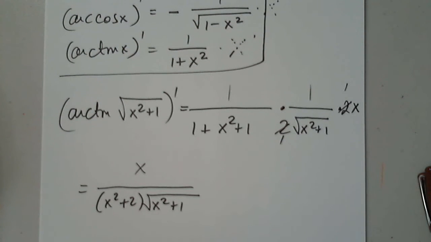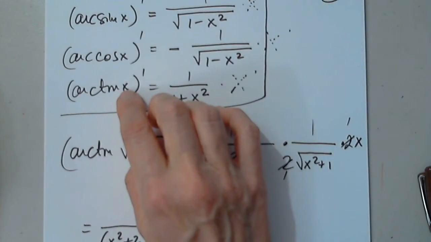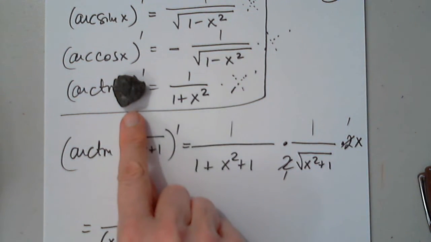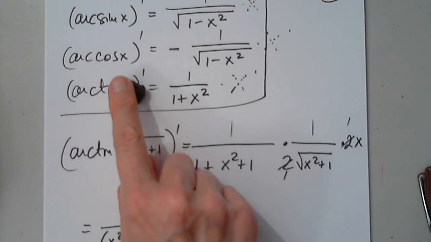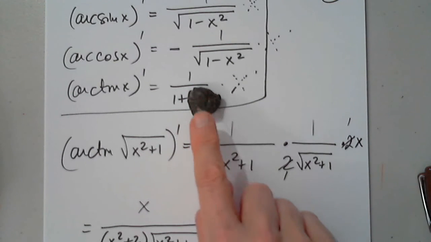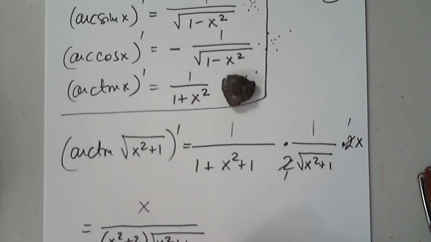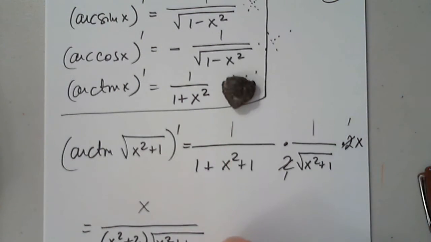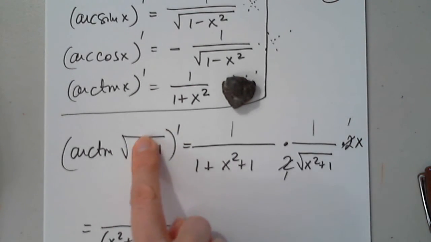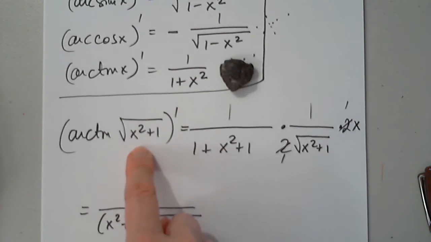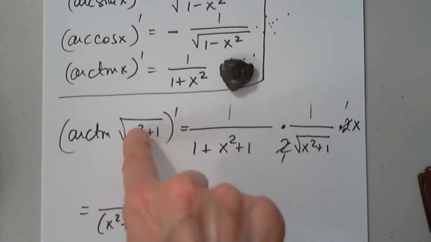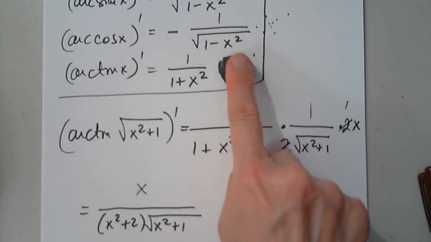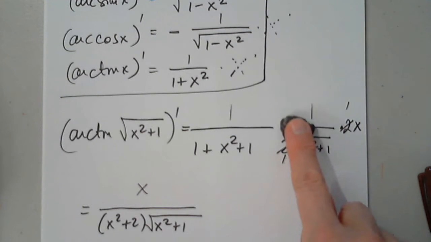So let's review this one more time. If this is a function, I have 1 over 1 plus the function squared, but then times the function prime, because this piece prime is not 1. If it were 1, I wouldn't need it. What is this function prime? 1/2 the square root of x squared plus 1 times the inner function prime, which is 2x. So this f prime must be here.